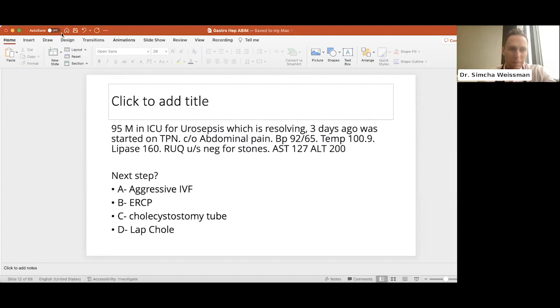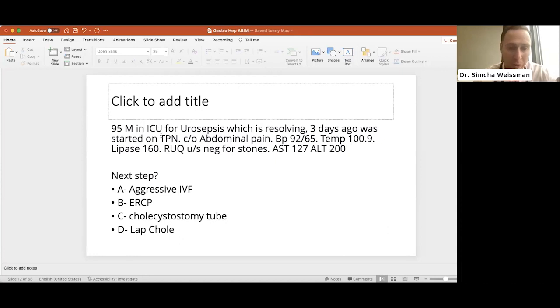So this is another example. Anit, you were all over this. What they want you to understand is this is a patient with a very clinical picture of stones, in the ICU for sepsis. She has a lot of clinical picture for stones, but the ultrasound shows no stones.